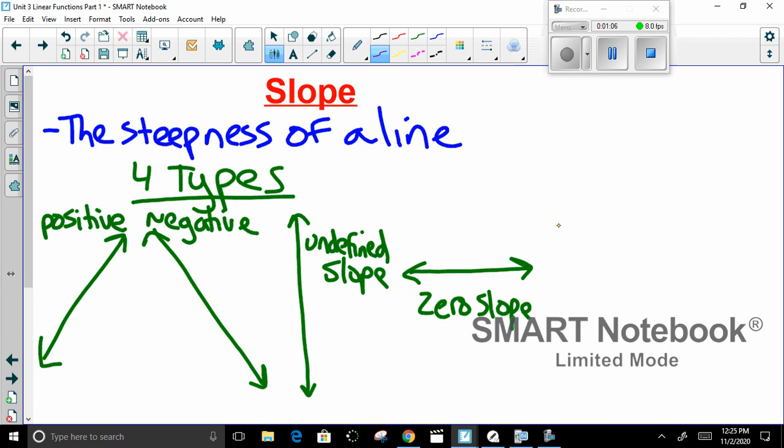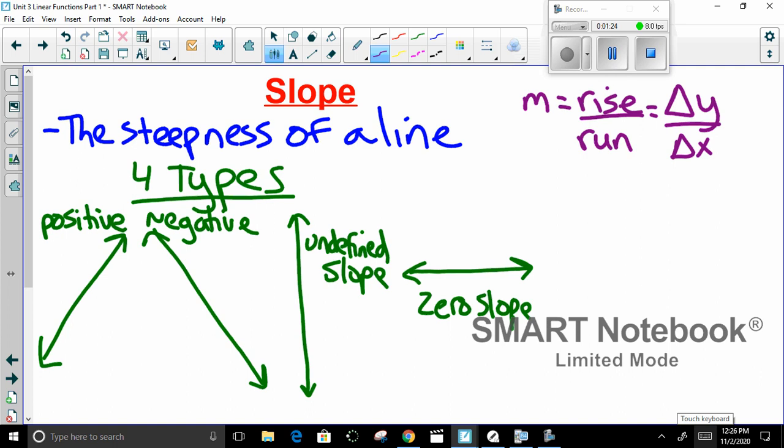We also discussed how our slope is represented by a lowercase m. Remember, it is our rise over run. It is our change in y over change in x. Remember, for your y-axis, for your rise, you either go up or down. If you go up, it's a positive number. If you go down, it's a negative number.